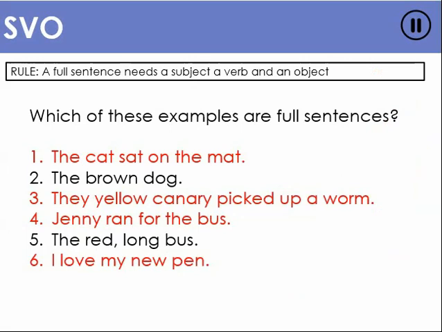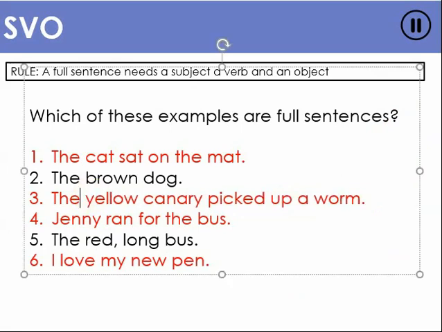Okay, answers. The correct answers for the SVO sentences were: the cat sat on the mat, the cat is the subject, sat is the verb, and the mat is the object. Again, here, the yellow canary is the subject, picked is the verb, and worm is the object. Jenny ran for the bus, Jenny is the subject, ran is the verb, and the bus is the object. I is the subject, love is the verb, and my new pen is the object.